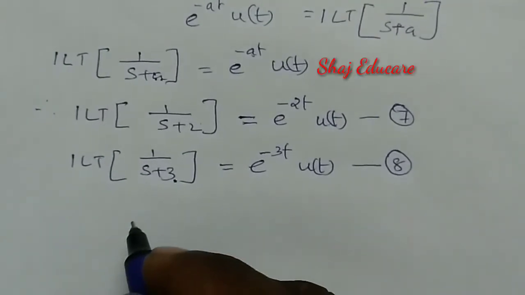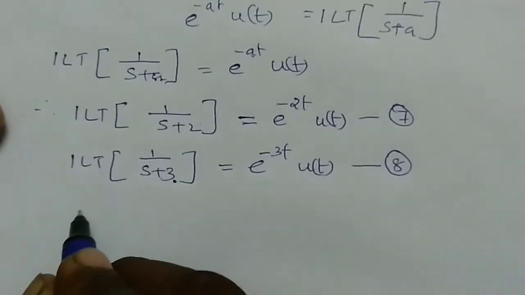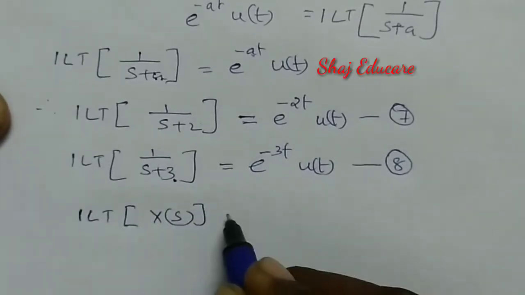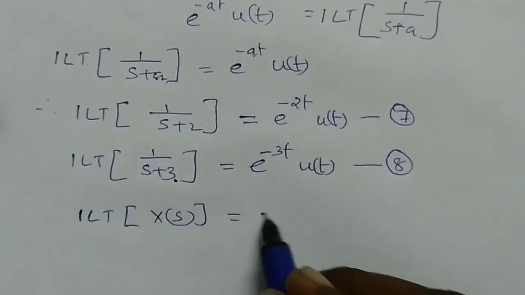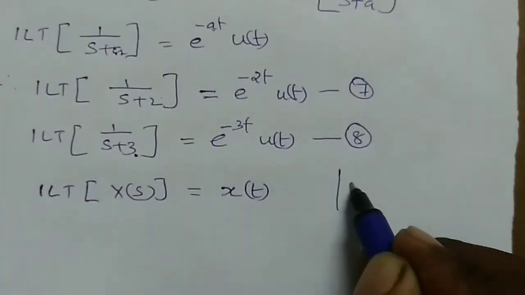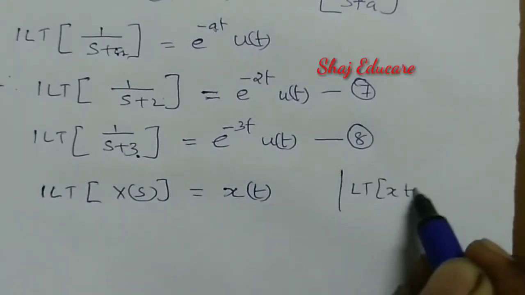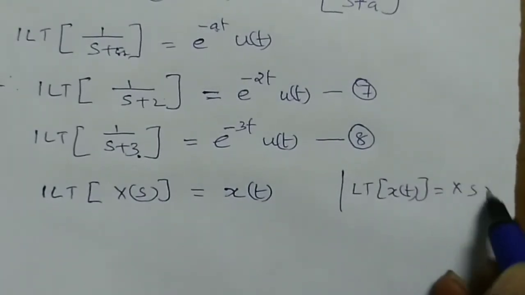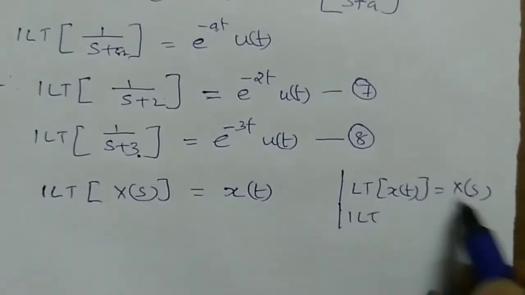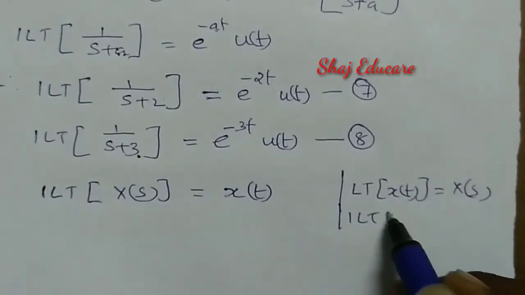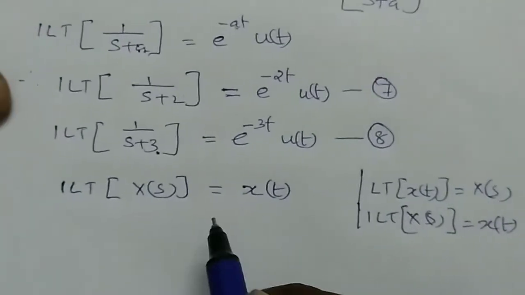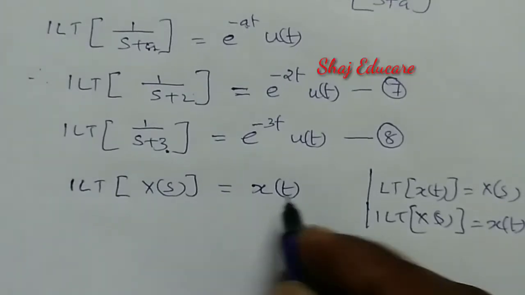Then what will be the inverse Laplace transform of X of s? Definitely that will be X of t, because every time we are saying that the Laplace transform of x of t is denoted by X of s, conversely the inverse Laplace transform of X of s will be x of t. That's what I have written over here.